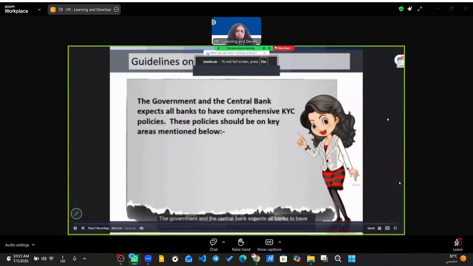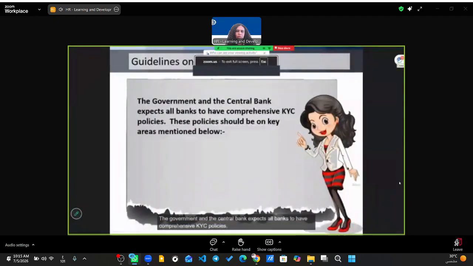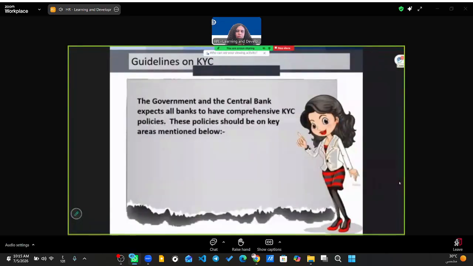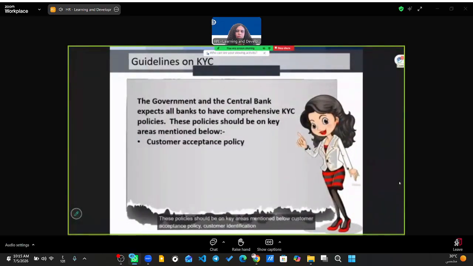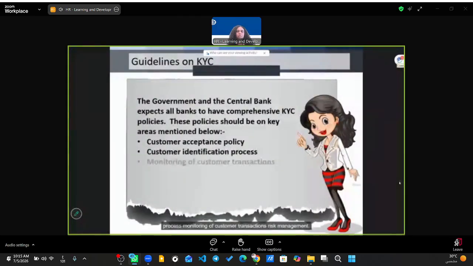The government and the central bank expect all banks to have comprehensive KYC policies. These policies should be on key areas mentioned below: customer acceptance policy, customer identification process, monitoring of customer transactions, risk management.